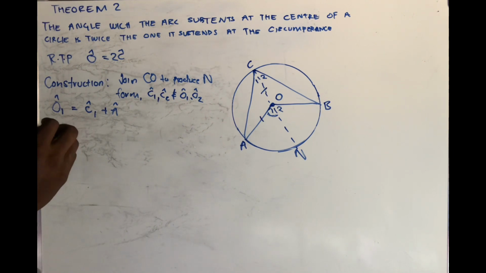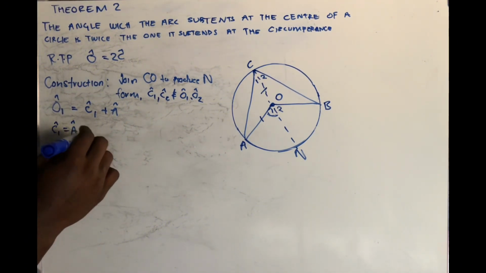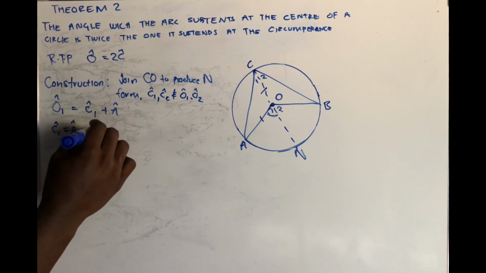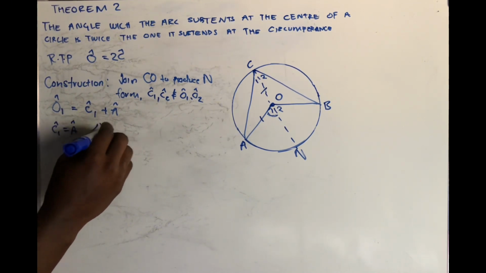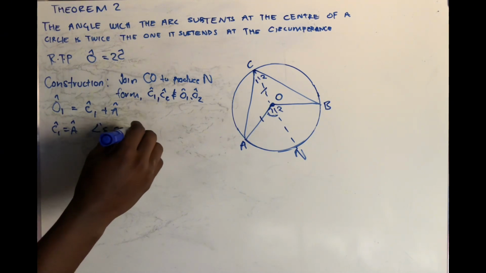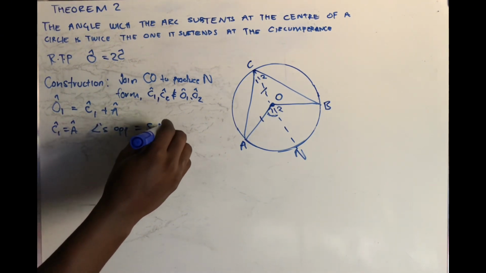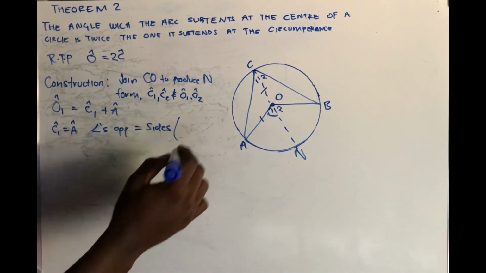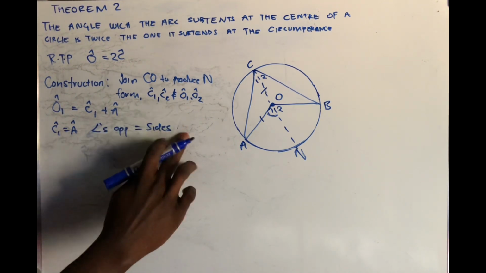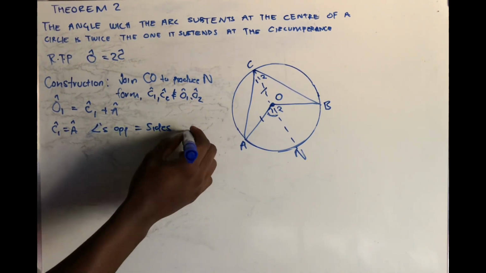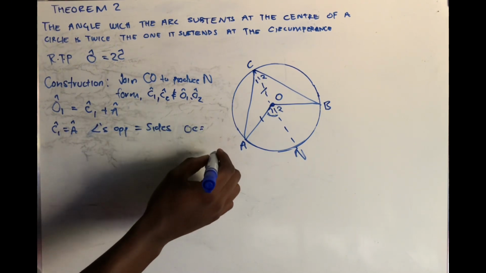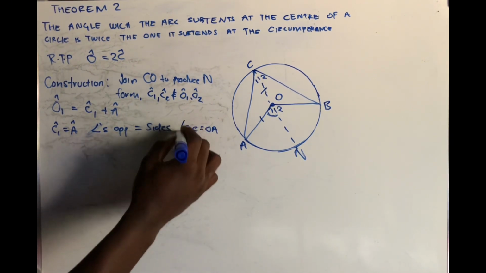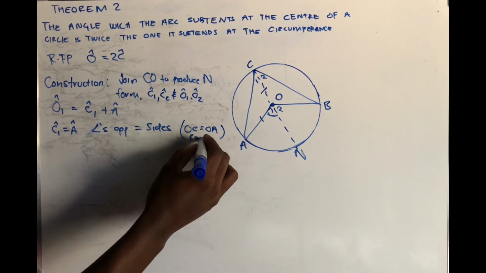So angle C1 is equal to angle A. Your reason is angles opposing equal sides. You can also state that OC equals OA. Your reason is radii.